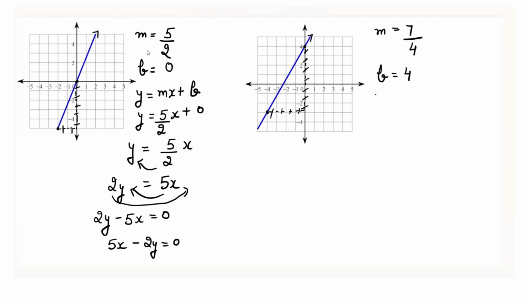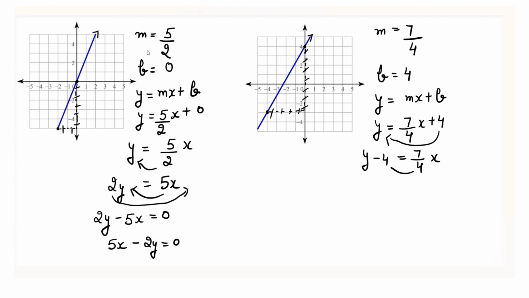4. So now let's put the value in the equation mx plus b. Let's substitute the values in the equation. So y will be equal to 7 over 4x plus 4. Now take this 4 to this side. We'll get y minus 4 is equal to 7 over 4x. Now take this 4 to this side. 4y minus 4 is equal to 7x. We'll get 4y minus 16 is equal to 7x.